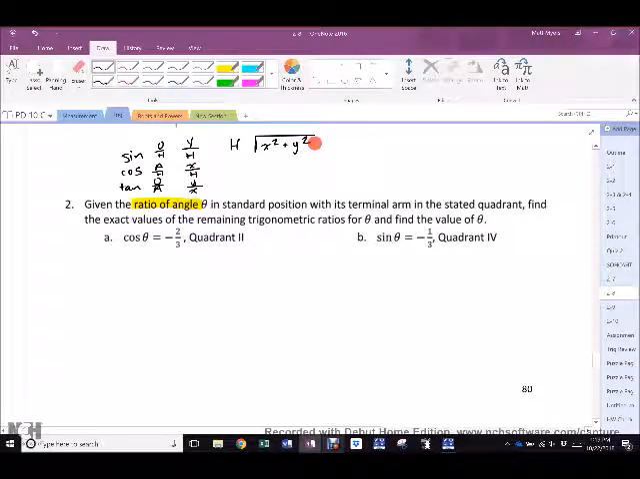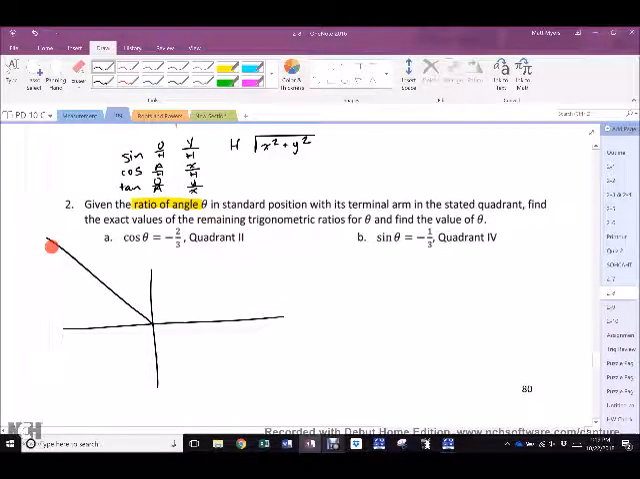So, given the ratio in standard position with its terminal arm in the stated quadrant, find the exact values. Where is quadrant 2? Top left. Boom. Does it matter where I draw the line? No, because it's a sketch. What do I know about this? What is this distance right here? So what is it? 3.